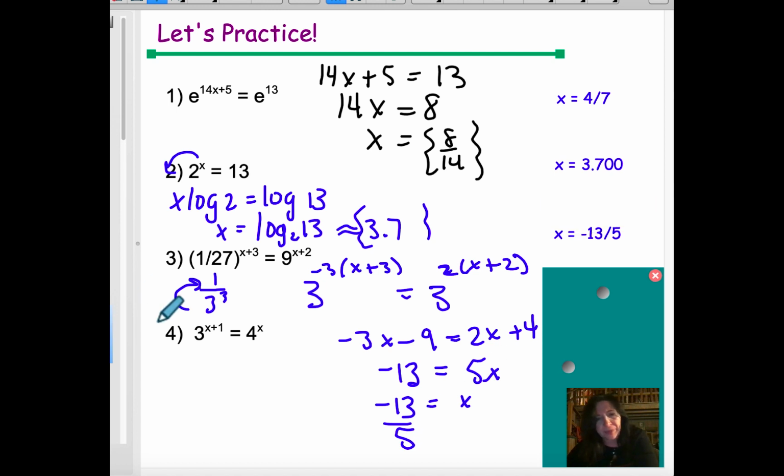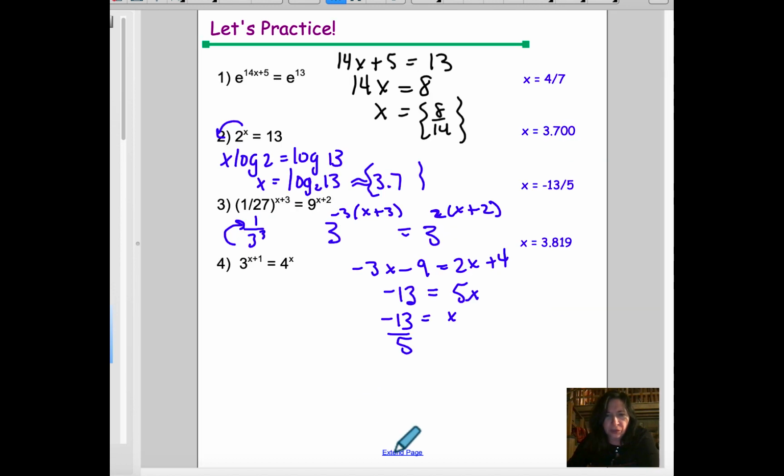And that's that answer. And then for the last problem here, this one is a little bit intense. I am going to have to basically log both sides. And in logging both sides, this is what's going to happen. That x plus 1 is going to go out to the front. And I'm just going to redo this on a different page.